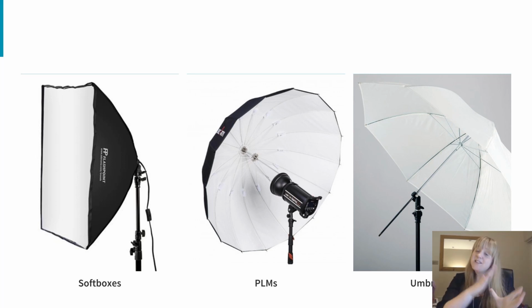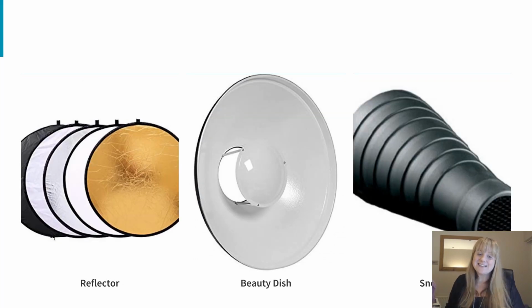Okay, diffusion domes, check. Softboxes, PLMs, umbrellas, check. Next on the list, we have reflectors. I've already just touched on this. These are probably one of the cheapest flash modifiers you can get. You can normally get them in a pack. The hardest part of using a reflector is working out how to close it up and put it back into the case again. But usually they're double-sided.